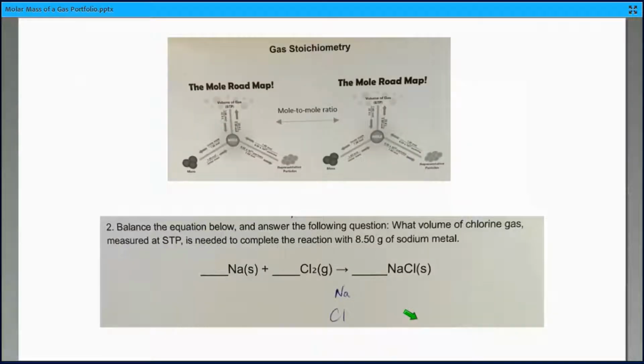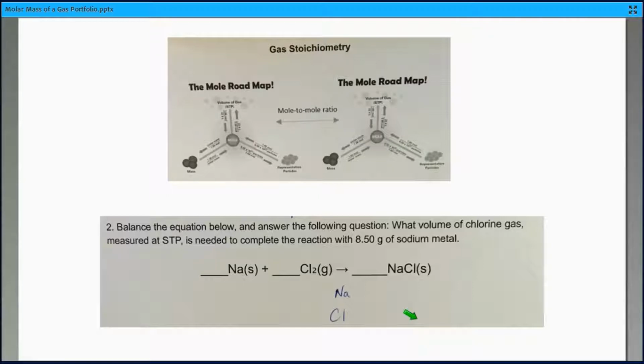The next problem. It says to balance the equation below and answer the following question. What volume of chlorine gas, measured at STP, is needed to complete the reaction with 8.5 grams of sodium metal? Start by balancing your equation.